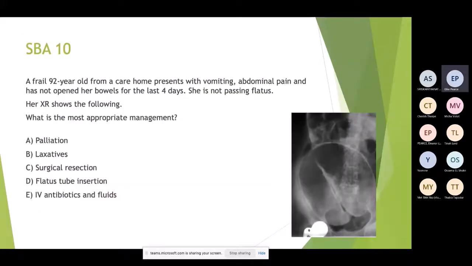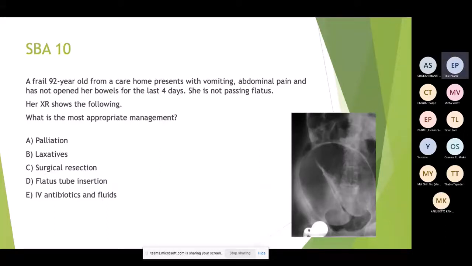And this, I believe, is my last question for the evening. So we've got a frail 92-year-old who comes in with vomiting, abdominal pain, and she's not opened her bowels for 4 days, and she's not passing wind. And this is her x-ray. So what is the most appropriate management for her?